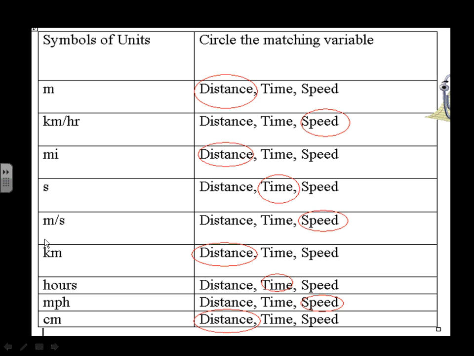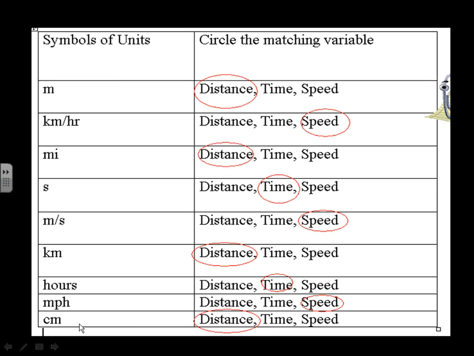Meters per second isn't so common in normal use for Americans, but this is definitely what we're going to be using in physics class. So that's going to denote speed. Kilometers, same thing. Americans don't necessarily get used to using metric terms to describe distance, but we need to be able to do metric as well as standard. Hours is definitely a time. Miles per hour is a speed unit we're used to. Centimeters, we're going to use that to denote distance.